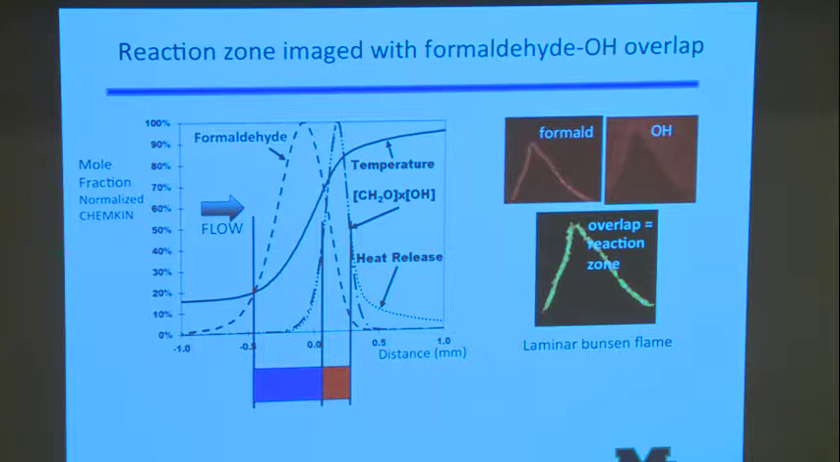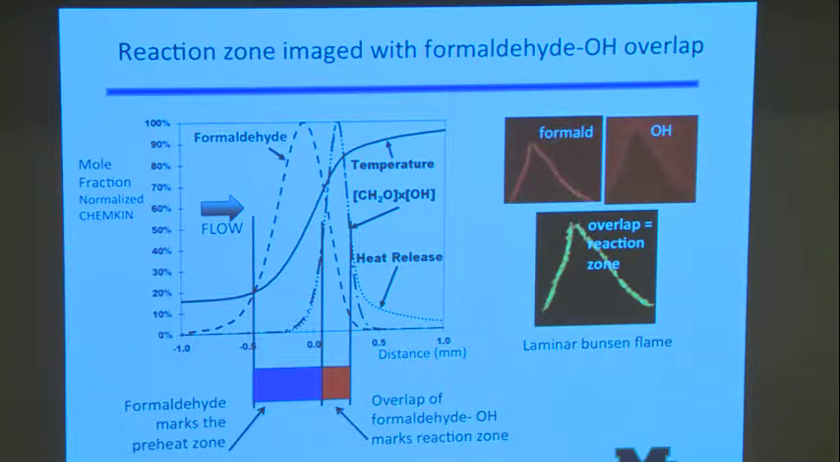And we argue that the formaldehyde, since it diffuses upstream, is visible everywhere until you get to about 400 Kelvin. If you image that region where there's formaldehyde upstream of what we call the reaction zone, or the heat release zone, if it's just formaldehyde and no OH, then we'd argue that's the preheat zone. So that's what we're doing on this. The formaldehyde marks the preheat, and the overlap of formaldehyde and OH marks a reaction zone.